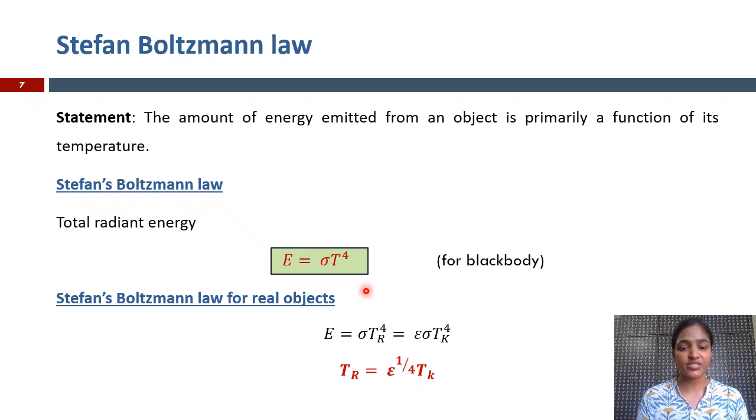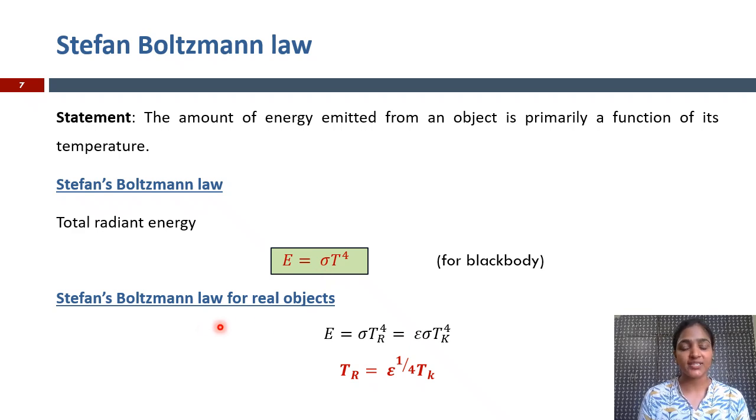From this equation, we can see that the energy is directly proportional to the fourth power of temperature. Here, sigma is the Stefan-Boltzmann constant. It is a constant value. This equation is applicable for a black body, where emissivity is 1.